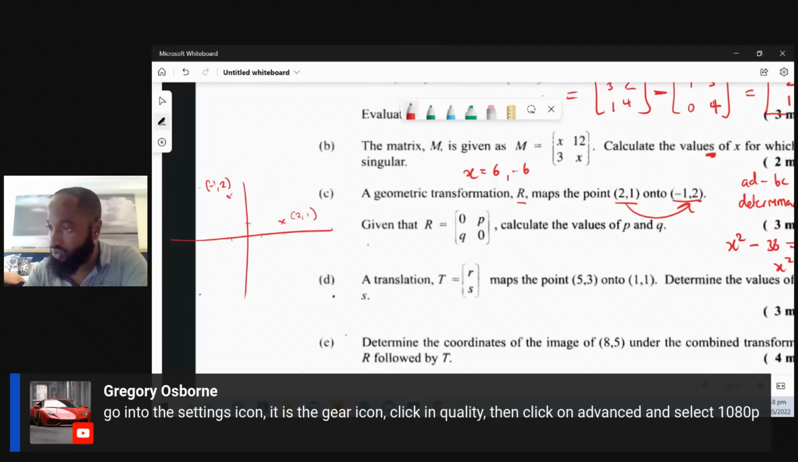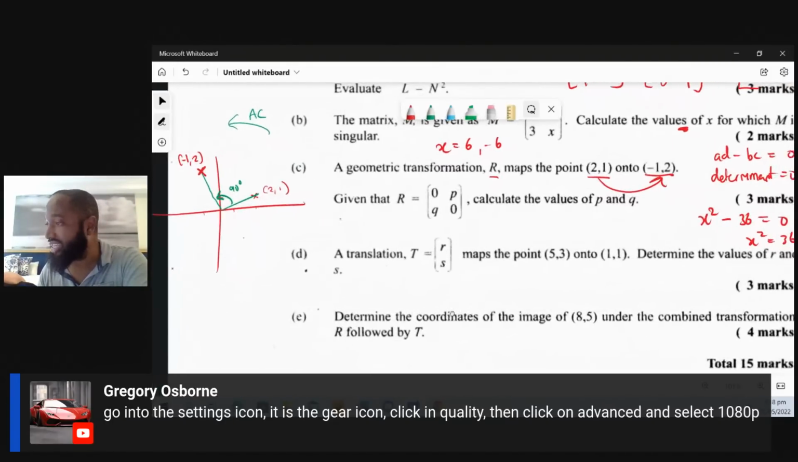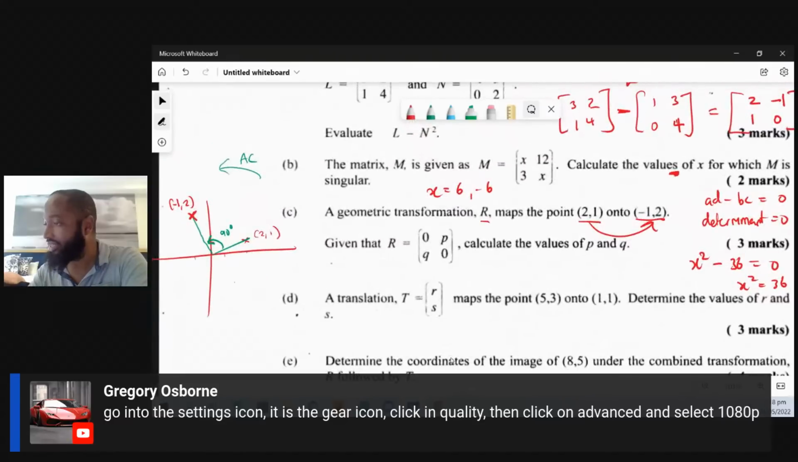-1, 2. So what type of transformation is this? This is clearly a rotation of, wow, I didn't know you could do all of that. A rotation of 90 degrees in an anti-clockwise direction. Anti-clockwise rotation, there's a formula for that. But if you don't know the formula, you can kind of figure it out, kind of.